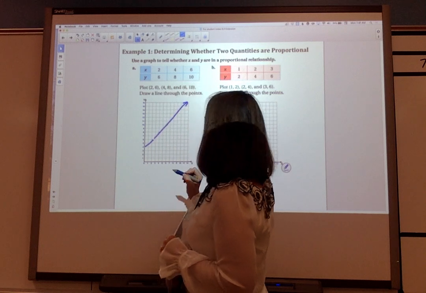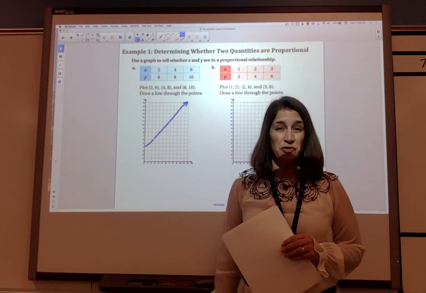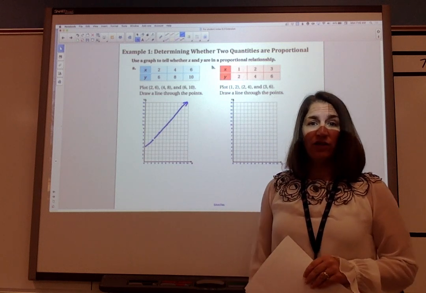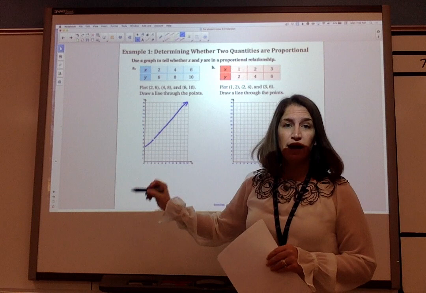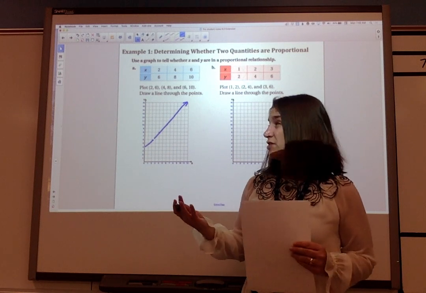When we connect those points, we see that it does create a straight line. So that means there is a constant rate of change. However, the line does not pass through the origin. So we do not have a proportional relationship.